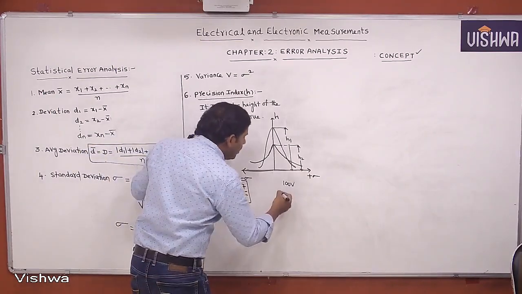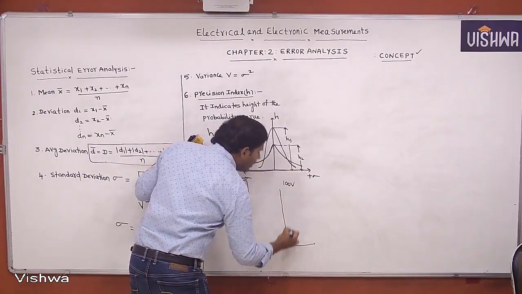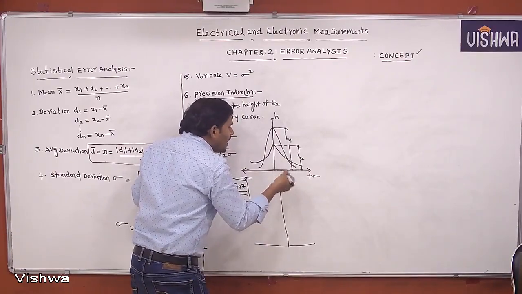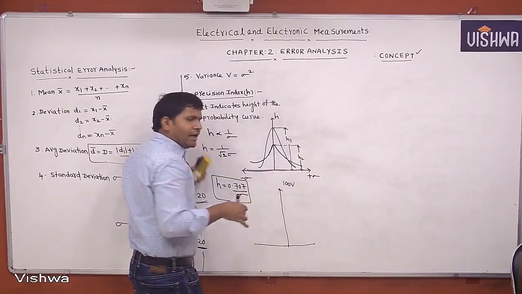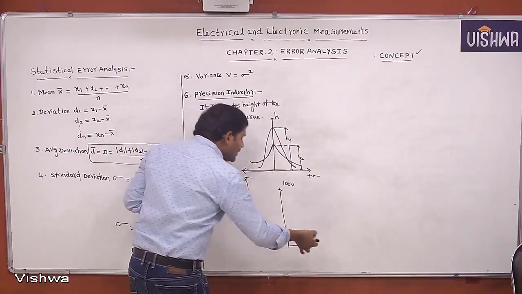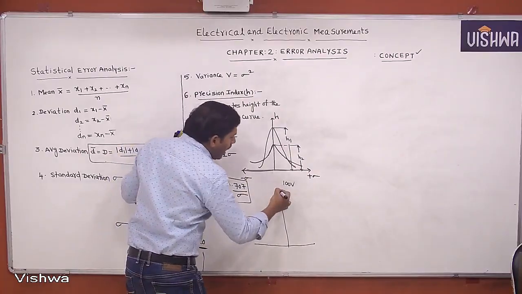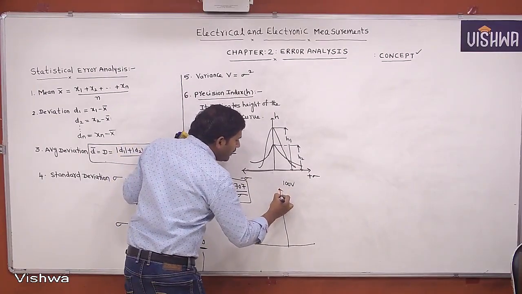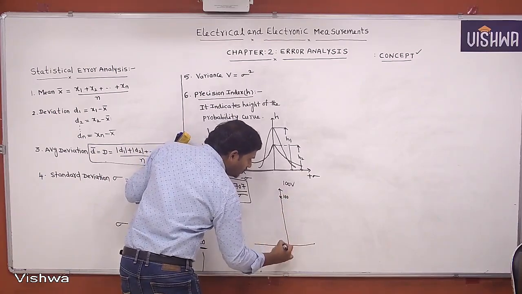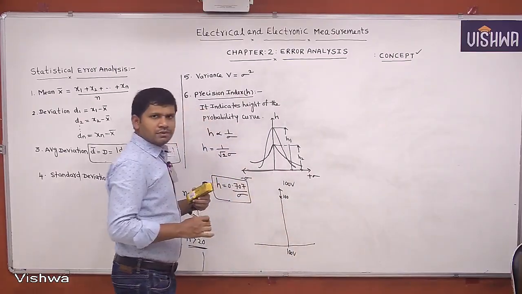See, when I draw this probability curve, the number of times that reading is repeated in the measurement of 100 volts, the number of times different values are repeated, is taken on the y-axis. And the value measured is taken on the x-axis. For example, when I am measuring 100 volts, this 100 volts is repeated 100 times.